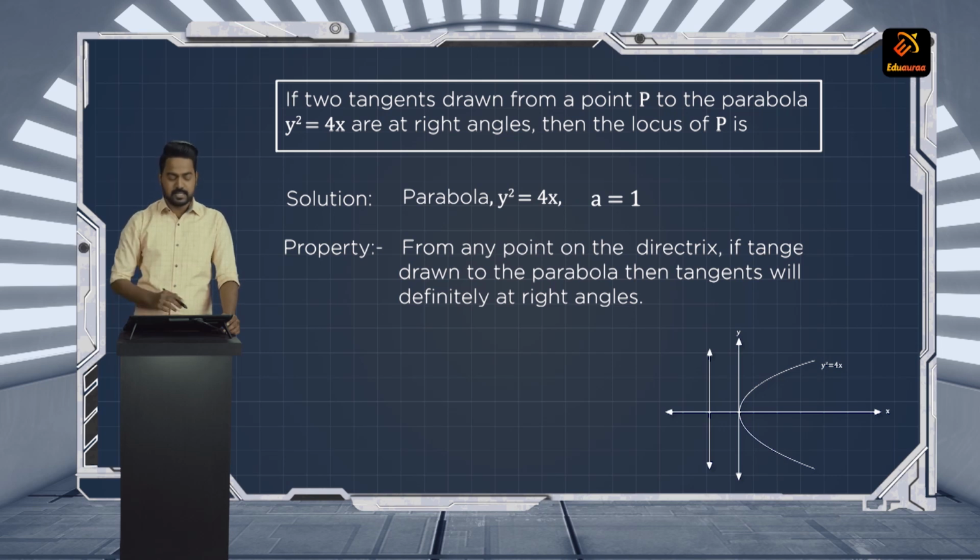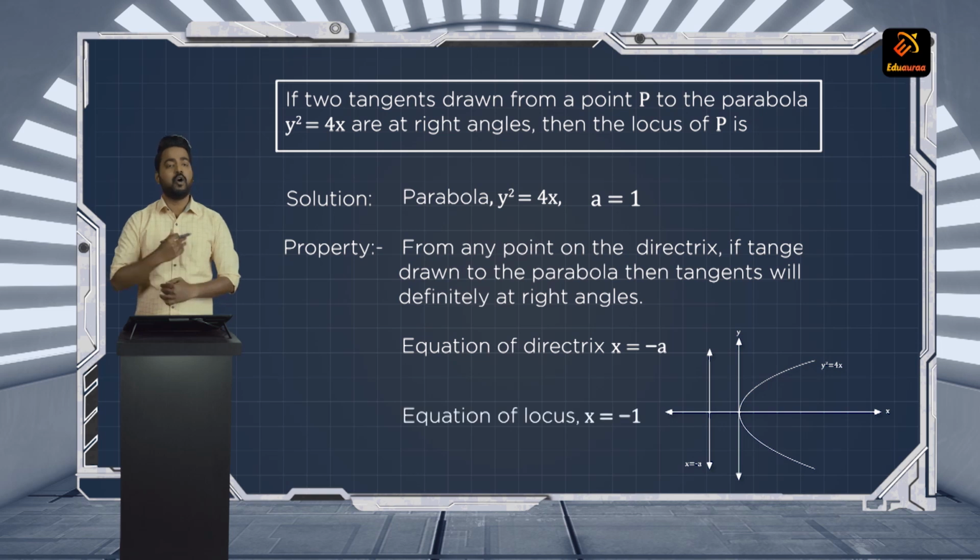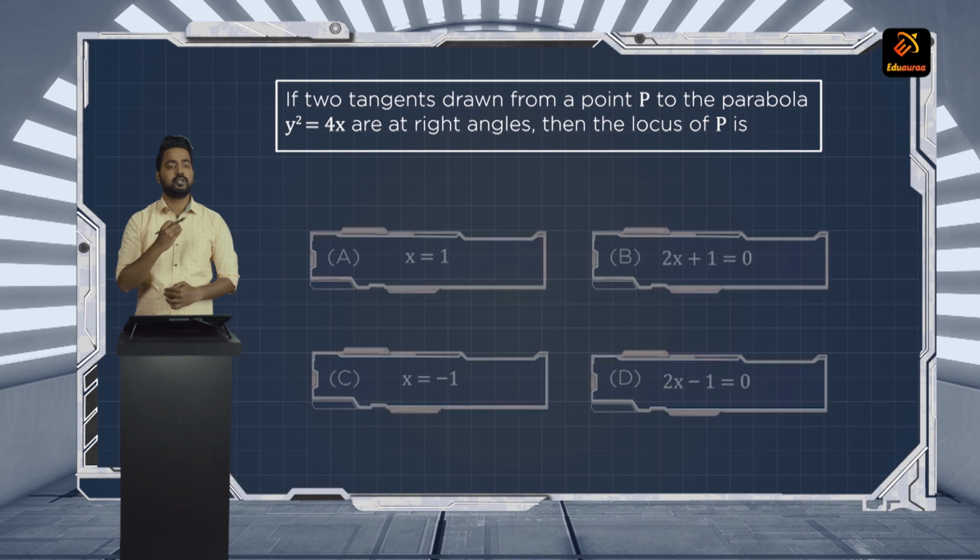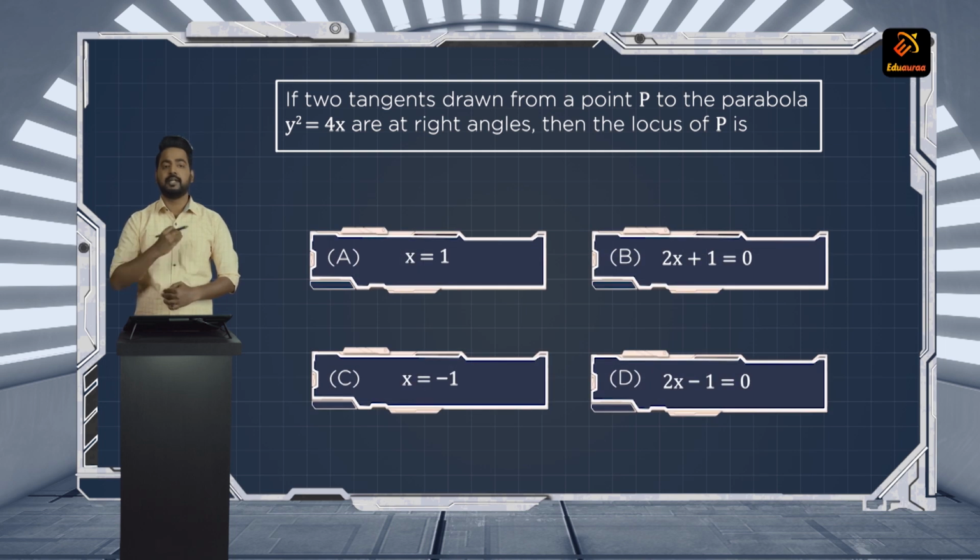So now what is the equation of the directrix? It is x equal to minus a. So it is x equal to minus 1. So the equation of the locus of point P is x equal to minus 1. So the option which is correct is option C. Moving further to the next question.